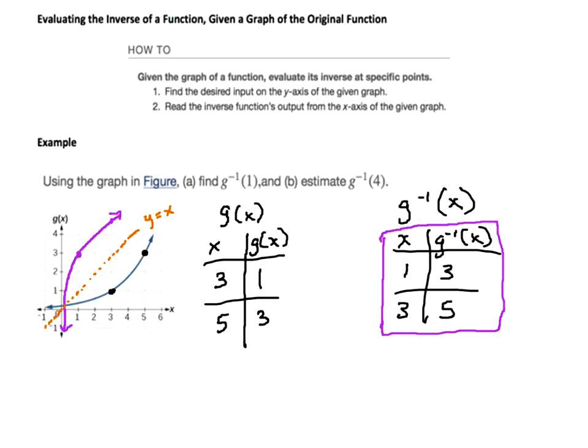Okay, so what they've actually asked us to do is use the graph to find g inverse of 1 and g inverse of 4. And it looks like we're going to have to estimate, I think. Well, not g inverse of 1. I think we're okay with g inverse of 1, but g inverse of 4 we're going to have to estimate.